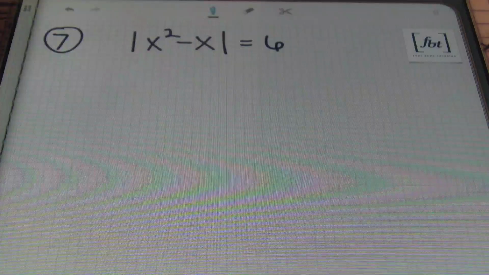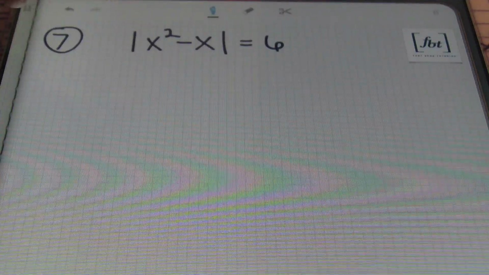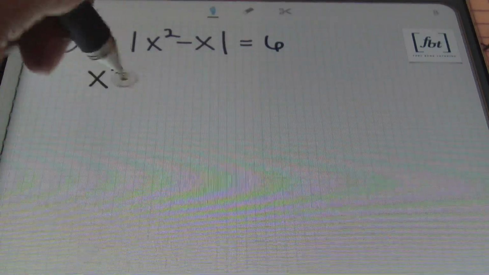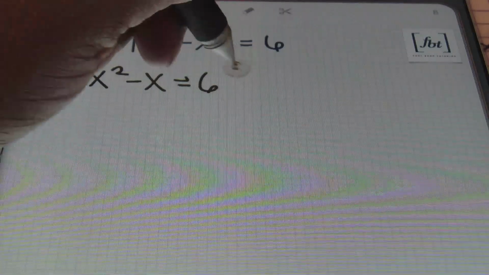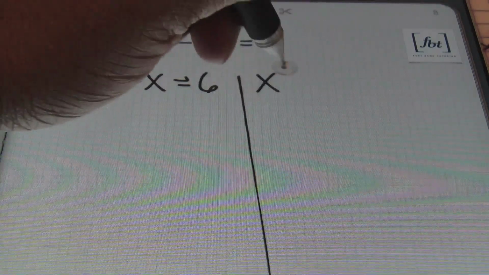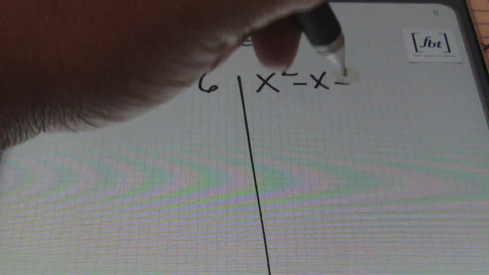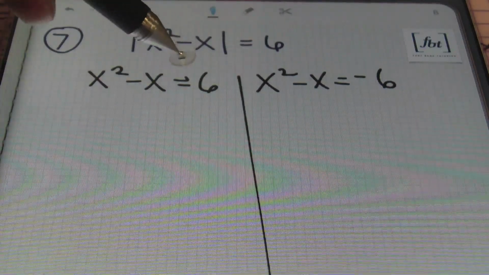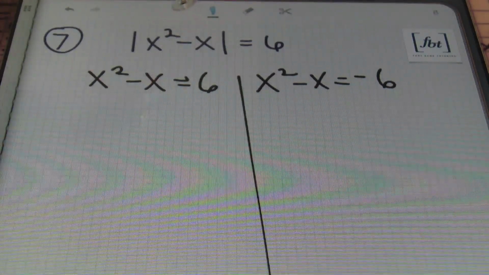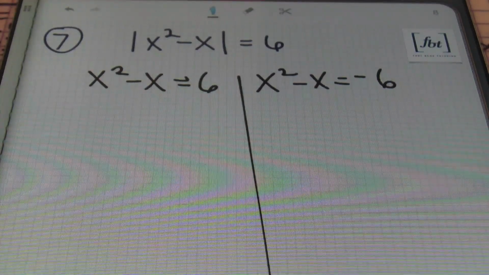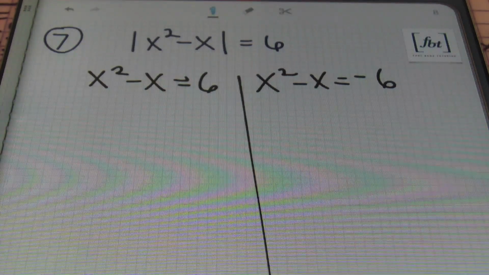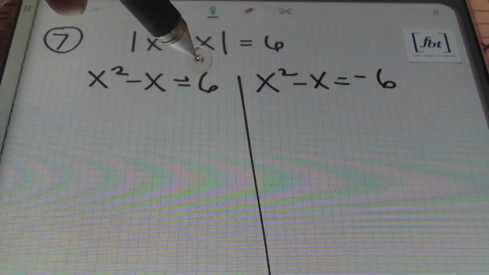Working out problem number 7, you'll simply drop the absolute value bars here. You'll have x squared minus x equals 6, and then you'll have a second situation where you have x squared minus x equals negative 6. Remember, you need a separate equation for the distance to the right of 0 and the distance to the left of 0. It had to be 6 places away from 0, which is why we ended up with a positive 6 and a negative 6.